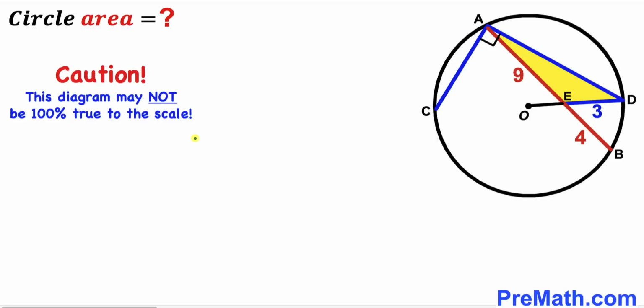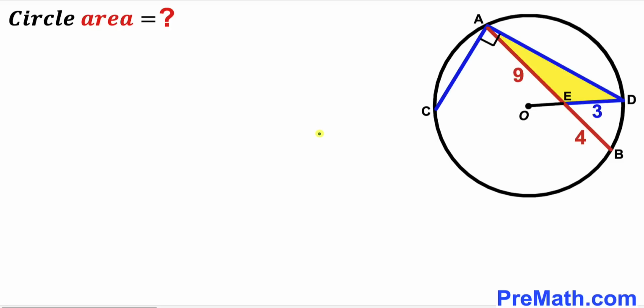Please keep in mind that this figure may not be 100% true to scale. Let's go ahead and get started. Here's our very first step. Let's focus on this circle with the center O, and we can see that points A, B, C, and D are on the very same circle.